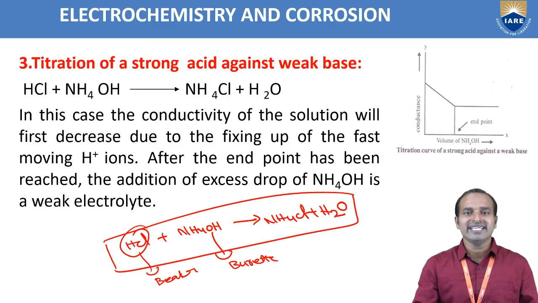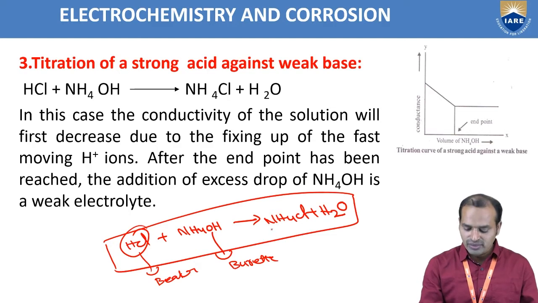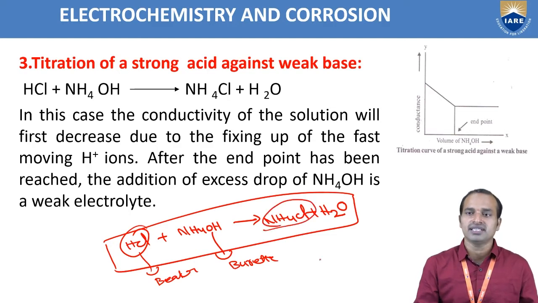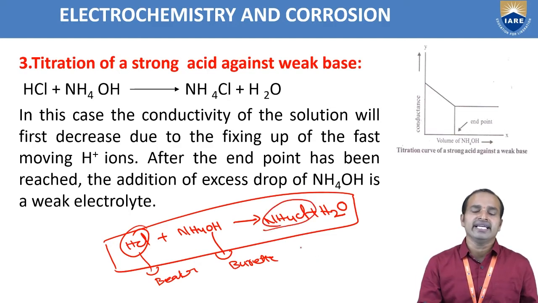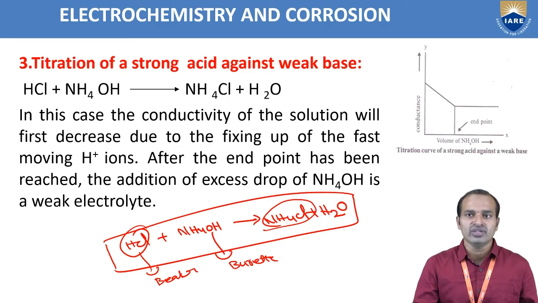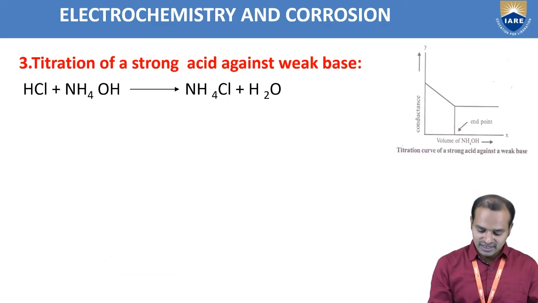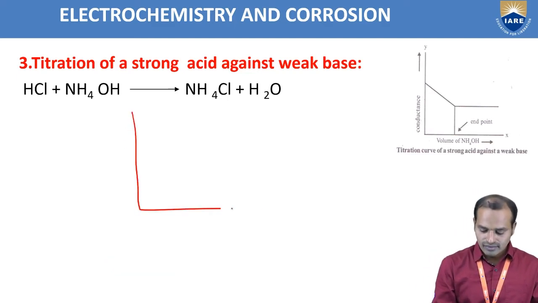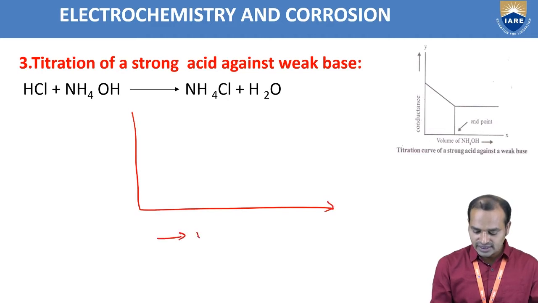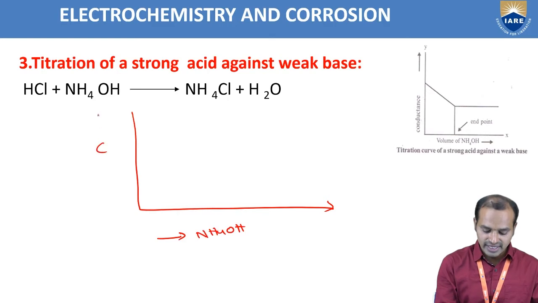So that's why the conductance values slowly decrease. When the neutralization point is reached, there are no H plus ions present and ammonium chloride salt is present. After that, when more NH4OH is added to the solution, there is no change in the conductance. So the graph is like this. On the x-axis we take the ammonium hydroxide NH4OH and on the y-axis the conductance.